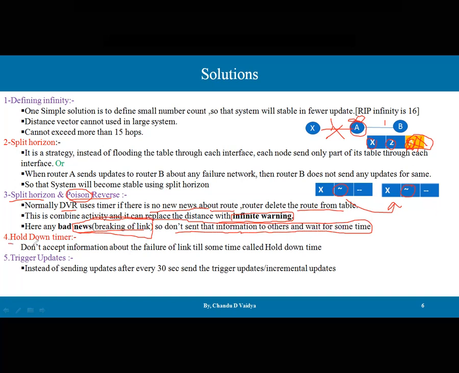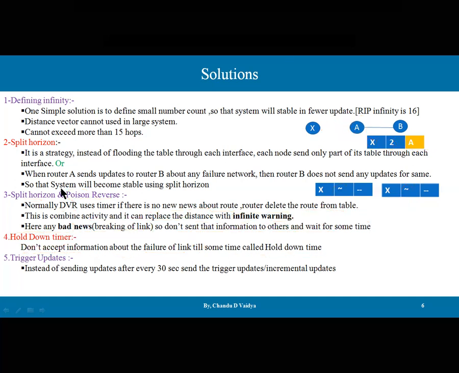Okay, and there is a last solution, guys, and that solution is the hold down timer. What is going to happen in the hold down timer? Don't accept information about the failure of links until some time, called the hold down time. Let's say we have some seconds for that particular hold down time. Till then, don't accept any information of the failure from the other neighbor, so that they cannot update their tables. If they do not update their tables, it means that whatever the earlier information was, that information can be kept with themselves, guys.